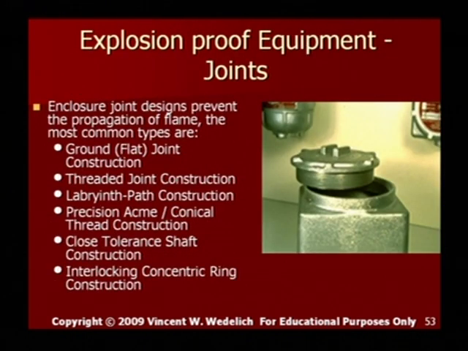An explosion-proof equipment joint. There's different ways. Obviously we looked at flat joint construction. There's also threaded joint construction, or a labyrinth path construction. You could have a precision Acme conical thread construction. Close tolerance shaft construction would be like for a valve. Interlocking concentric ring construction. So here in this picture provided by Appleton, that's actually a threaded construction.